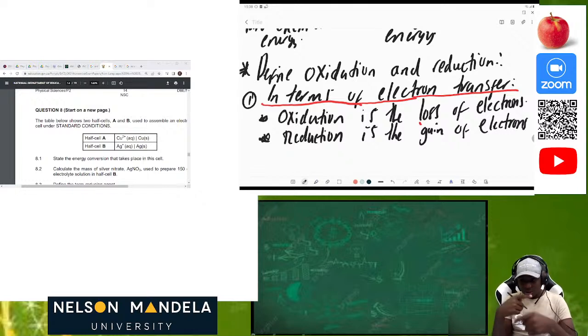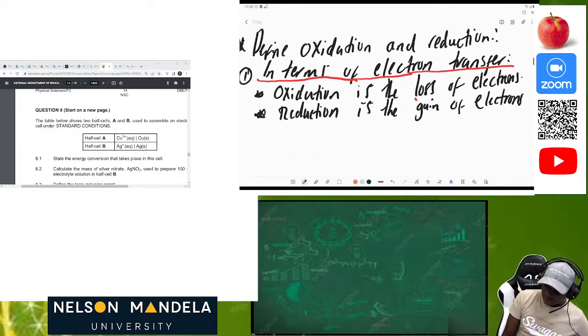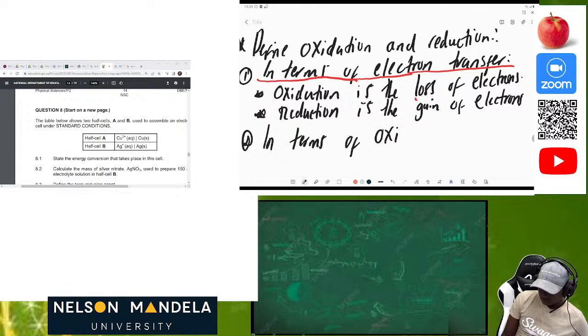So they are just vice versa of each other. It's like the opposite of each other. Okay, now we can also define these two terms in terms of the oxidation numbers.